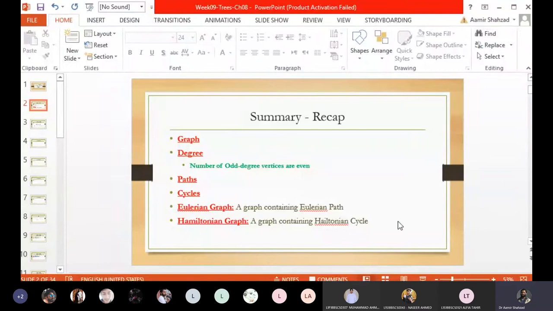For the Eulerian graph, we had a quick check. If all the vertices have even degree, then an Eulerian trail will exist, and we can find that Eulerian trail using Fleury's algorithm. That was quite an easy and interesting algorithm. So that was a recap of the last lecture.